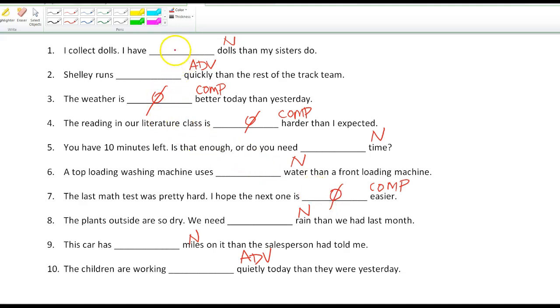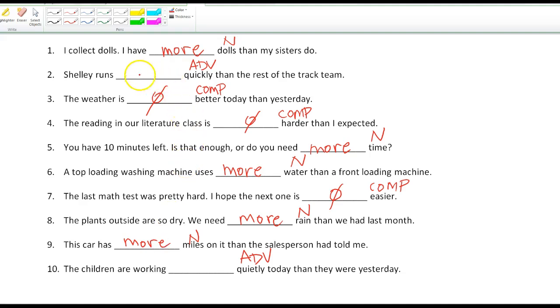Okay, so I have more dolls with a noun. Let's do the nouns. More dolls. Let's do the other nouns. Time. Do you need more time? Water. A top-loading washing machine uses more water. Rain. We need more rain. Miles. This car has more miles on it.